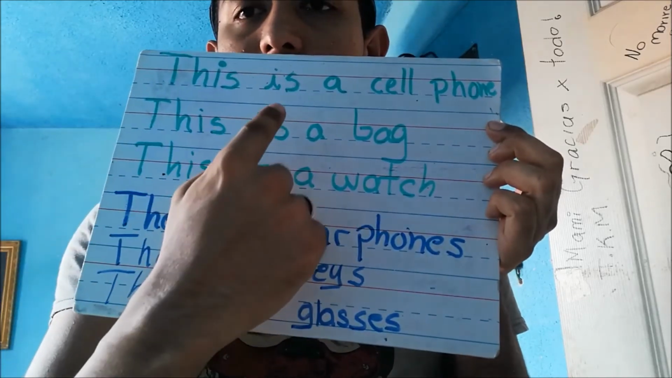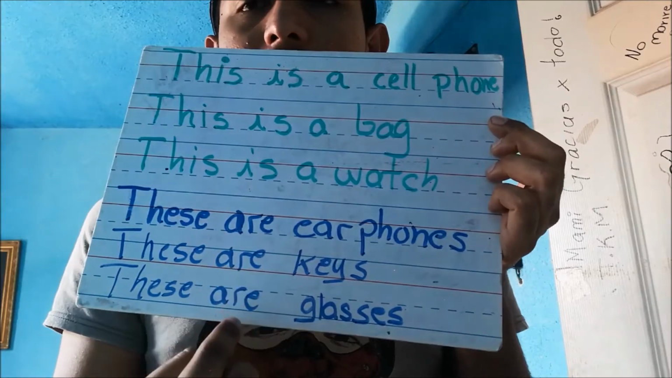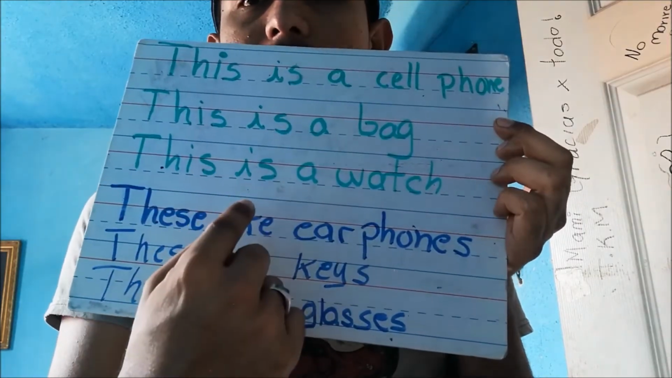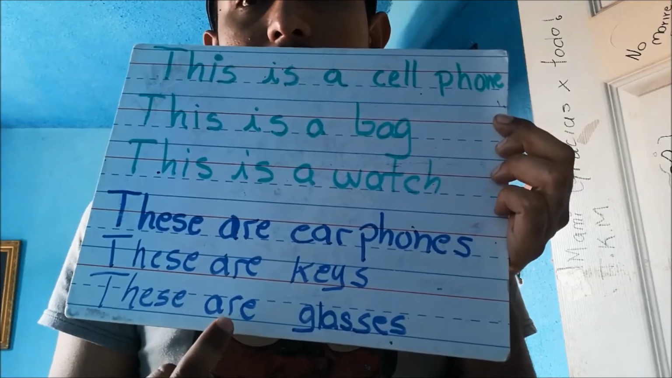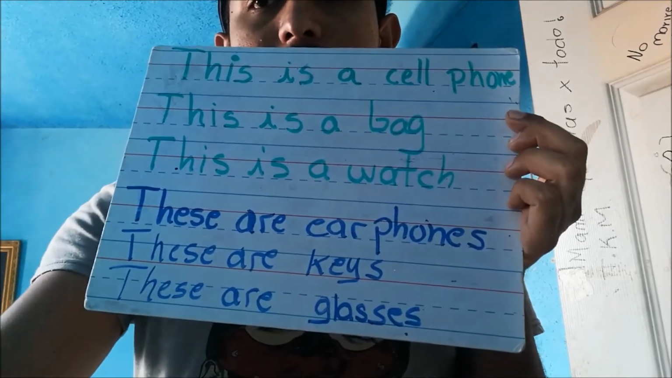Vean que se utiliza el verbo to be, is, are. Is cuando es singular, are cuando es plural, ¿ok? Entonces, por ejemplo, this is a box. A box, ¿ok? Esta es una caja. Yes, this is a box. These are boxes. Estas son cajas, ¿ok?